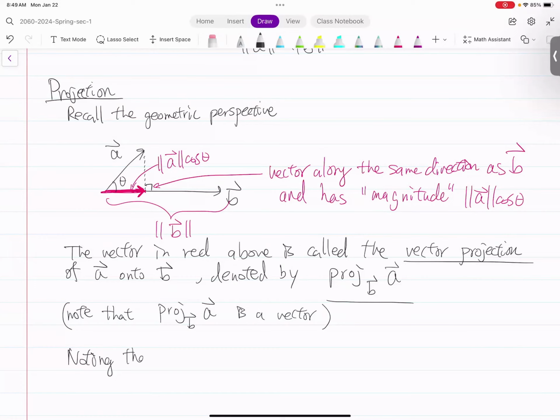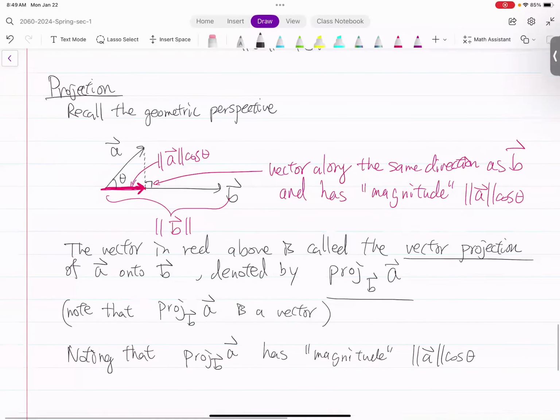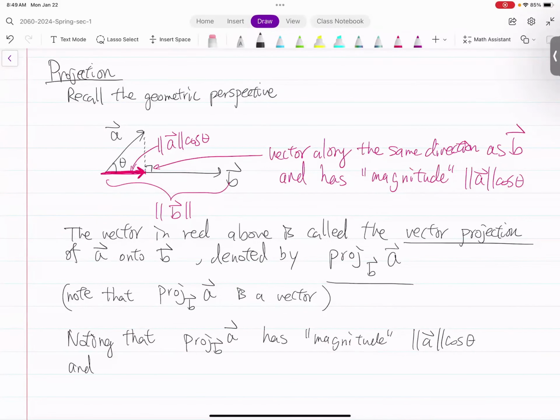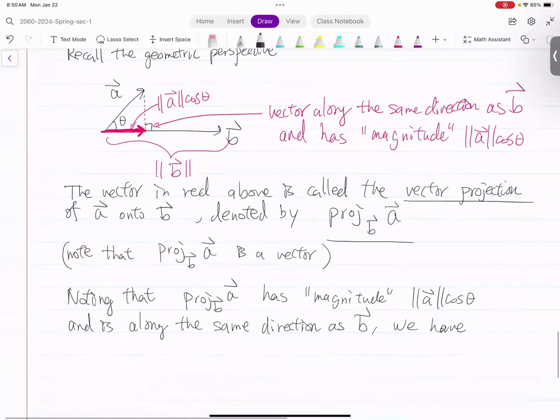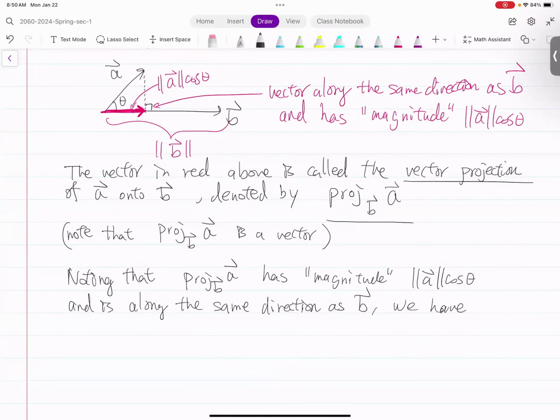Noting that the projection of A onto B has magnitude, the magnitude of A times cosine theta, and is along the same direction as B. We have a relationship, so we can express it in the following quantity right here.